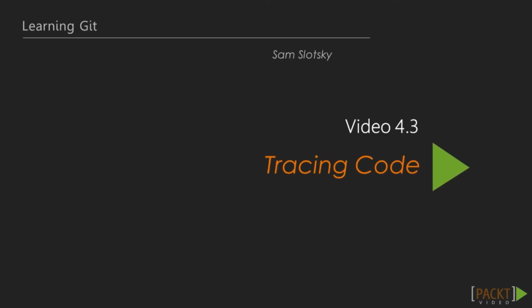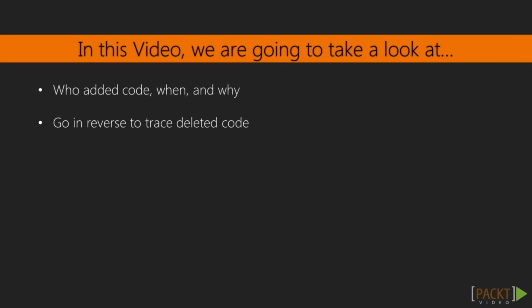Hello and welcome back. Today we'll continue our section on advanced features. In our last video we saw how we can use tags to mark which commit was deployed to production. For our third video, we'll learn about some features we can use to trace code to its origin. First we'll see how to find when a line of code was added or modified. Then we'll see how to find the commit where a line of code was deleted.